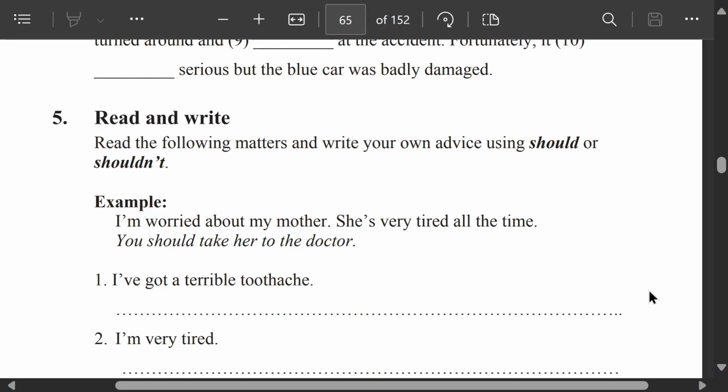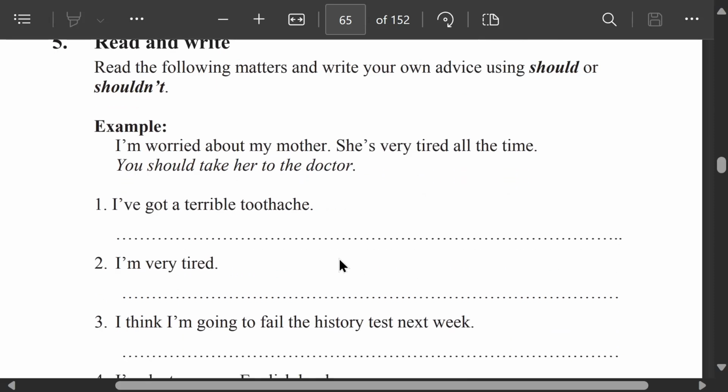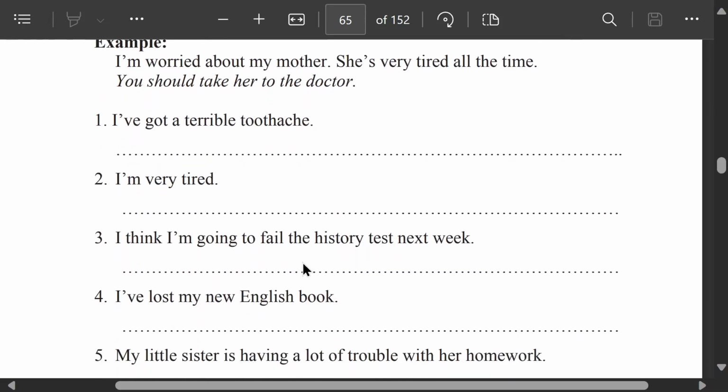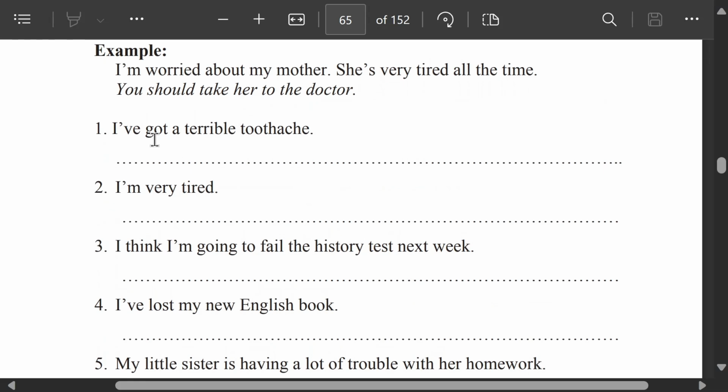Let's see. Should or shouldn't. Read the following matters and write your own advice. Okay, let's give them advices. Someone comes and tells us, I've got a terrible toothache. Terrible. How do we answer? What do we say? I've got. Remember, this is present perfect. I've got. But this has a present meaning. Remember? I've got, I have. I have a terrible toothache. Right now. It's in the present.